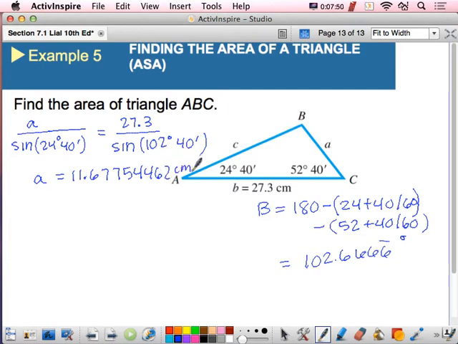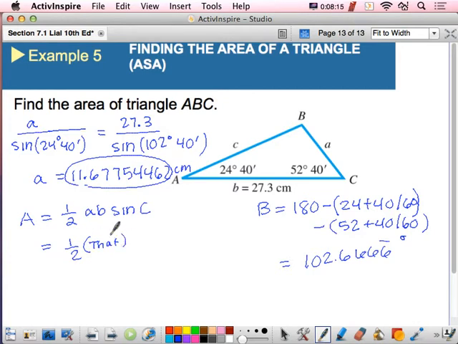I would ask you to compute the area. So the area is equal to 1/2 of a times b times the sine of the angle between them, which in this case would be capital C. So that's 1/2, and do not round yet. So 1/2 of all of this times 27.3 times the sine of 52 degrees 40 minutes. So let's type that in and let's find our area.